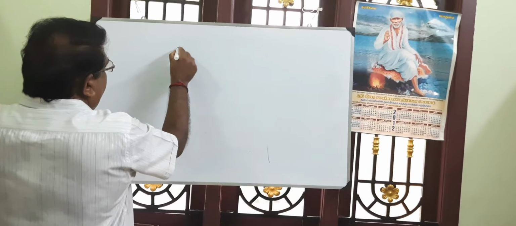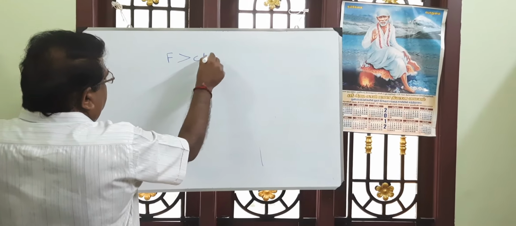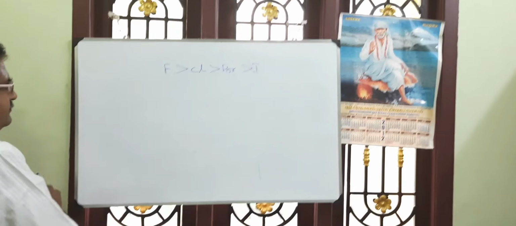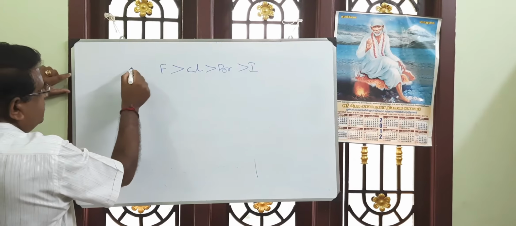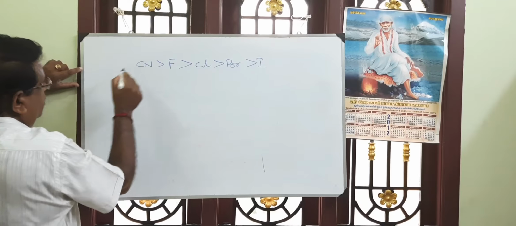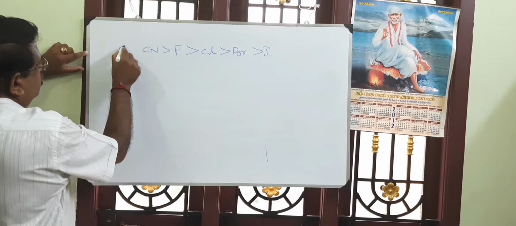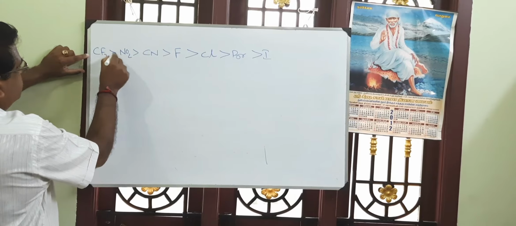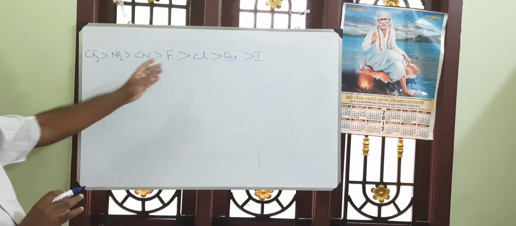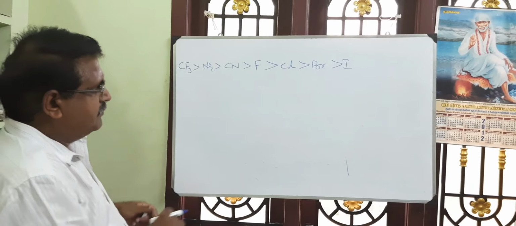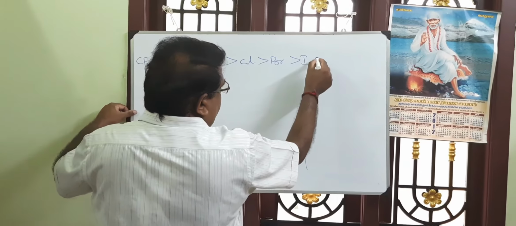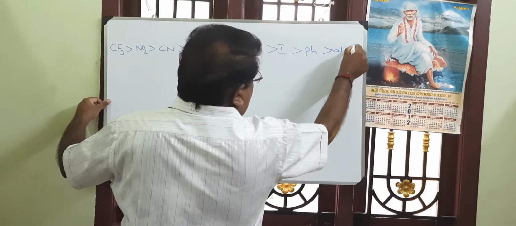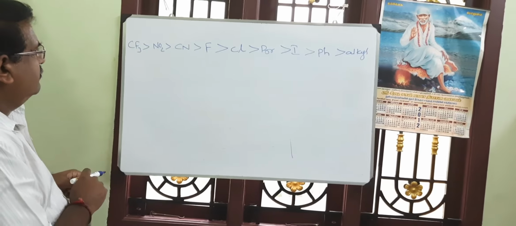So we have fluorine, chlorine, bromine, and iodine. I am going to add a few more groups here. CN is stronger than fluorine. NO2 is stronger than CN. CF3 is the strongest of all these elements and groups. Iodine is stronger than phenyl groups, and the phenyl group is stronger than alkyl groups. You remember this series.